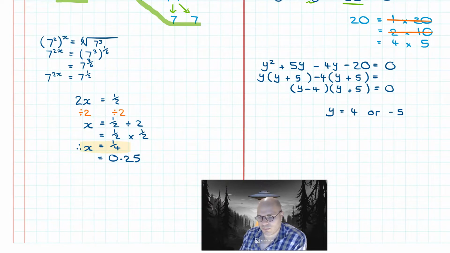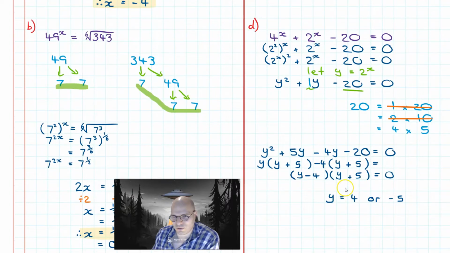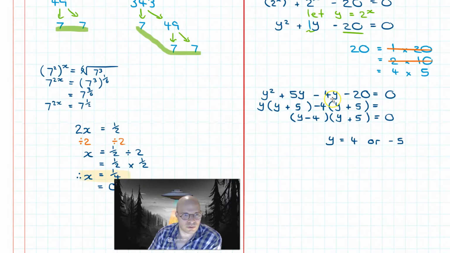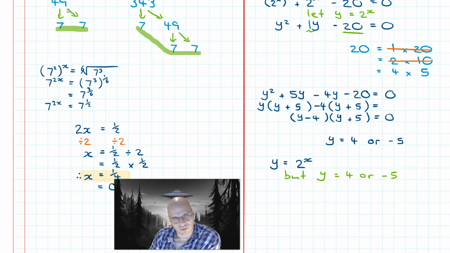Now to this point, we probably got so wound up in solving this wonderful quadratic over here, we forgot the initial problem was solving for x. So what we do is we remind ourselves that we are solving for x, so y equals 2 to the power of x. Let's say y equals 2 to the power of x, and we're done with y, so we're going to say but y is equal to 4 or minus 5.